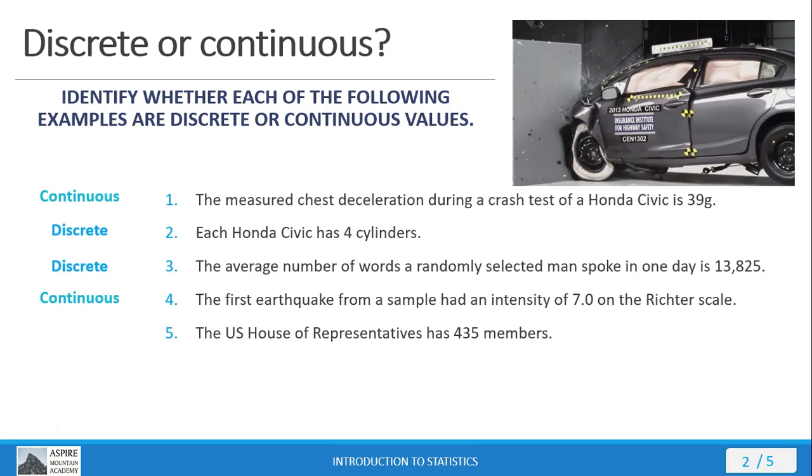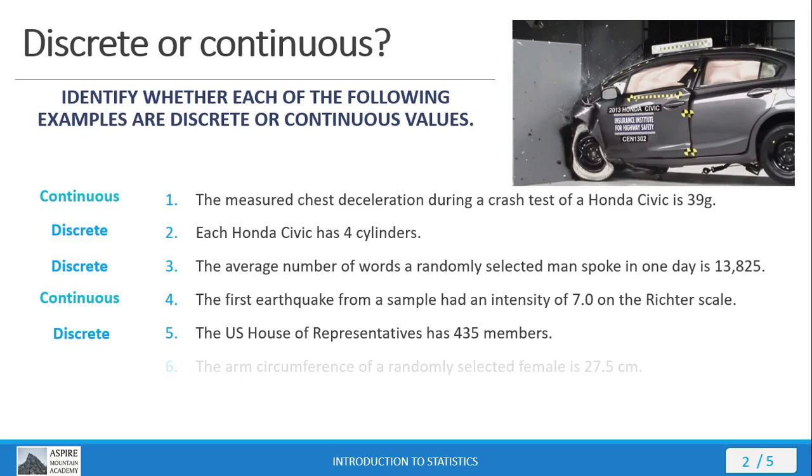Here's the next example. The U.S. House of Representatives has 435 members. Is this discrete or continuous? I'll give you a few seconds. Well, here we have an example of discrete data. You're counting people, and when you count people, you're only counting whole numbers. Because whole numbers are the only possible value, this is an example of discrete data.